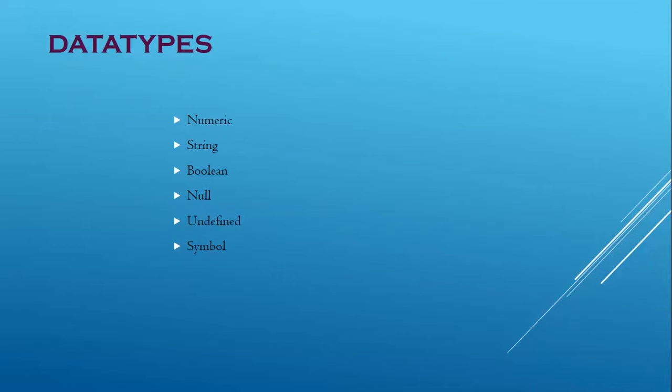Next, we have data types in JavaScript. The data we store and use in variables fall into 6 primitive data types: numeric, string, boolean. These three are common. Null and undefined are used occasionally, and a new one is introduced called symbol, which we will not cover in this course.